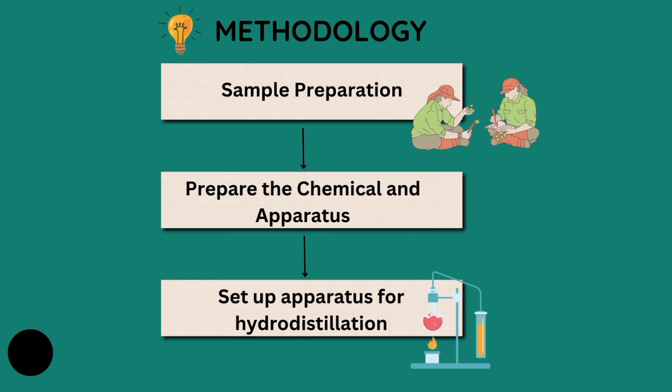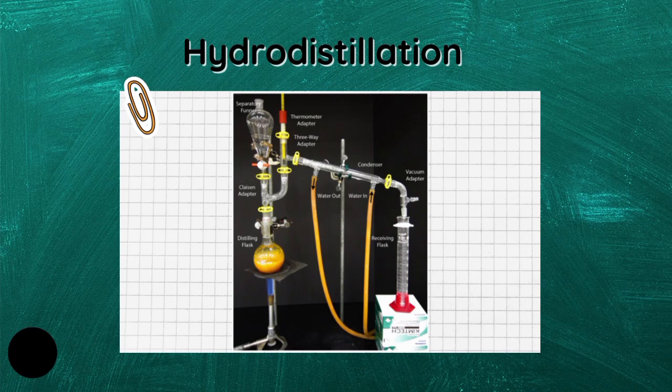For methodology, firstly, we need to prepare the sample. The plant material of Annona squamosa will be collected. Next, we need to prepare the chemicals and apparatus. After that, we need to set up the apparatus for hydrodistillation, like in this picture.